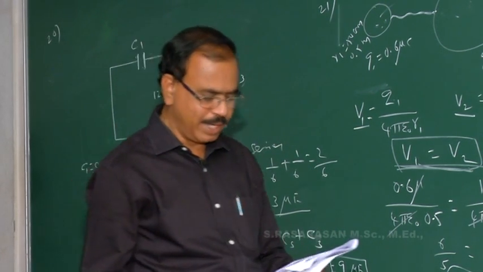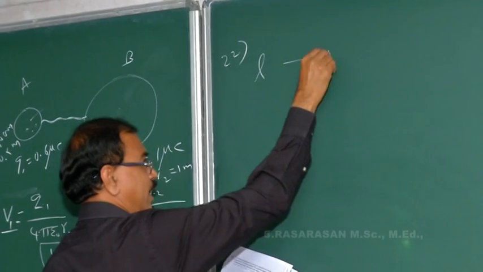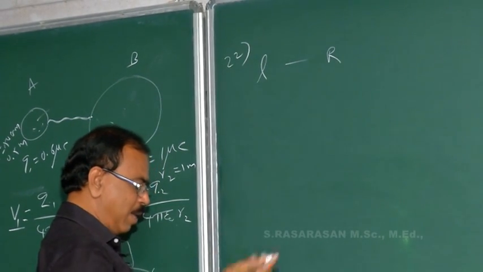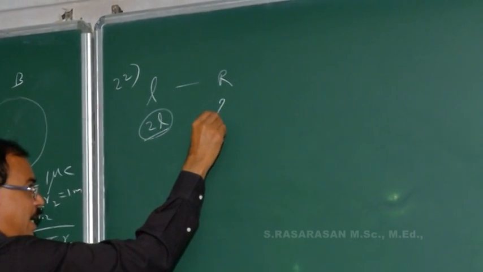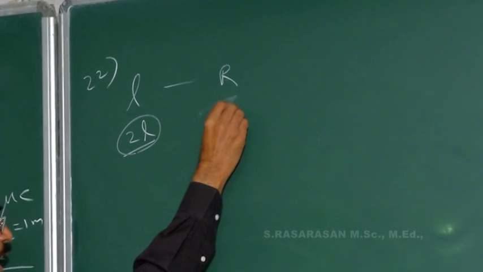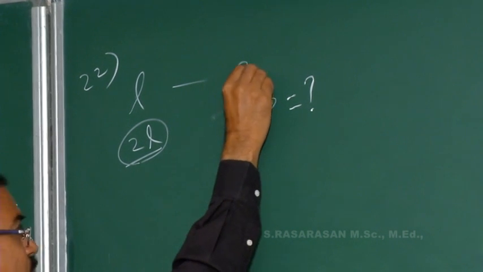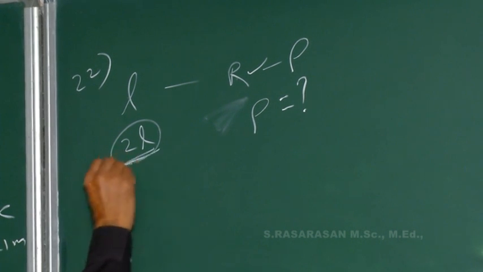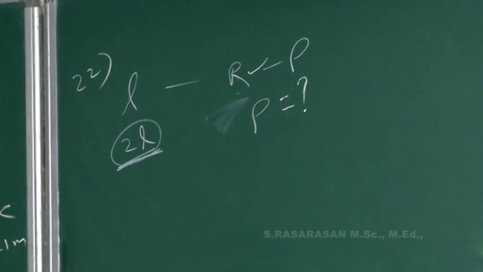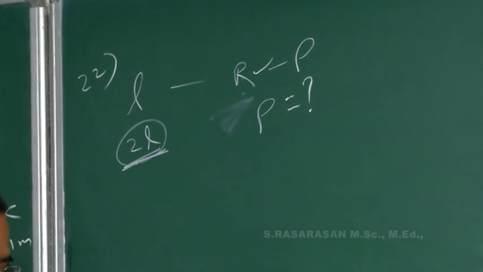If the length of the copper wire has a certain resistance R, on doubling its length to 2L, what happens to the resistance? They are asking what happens to the specific resistance. When the length is L, the resistance is R, and the specific resistance is rho. When the length becomes double, what happens to the resistance? When the length doubles, the resistance doubles.